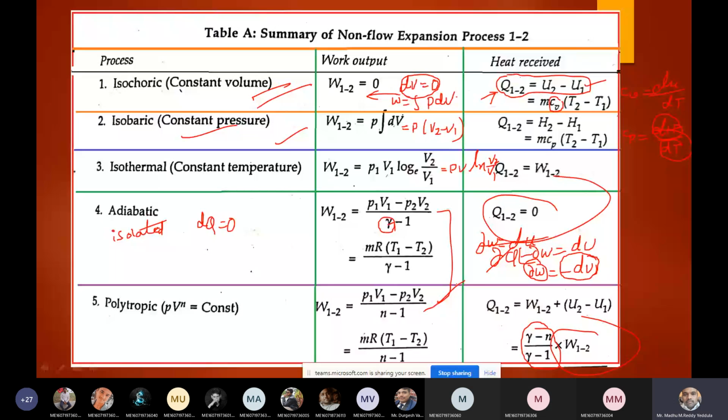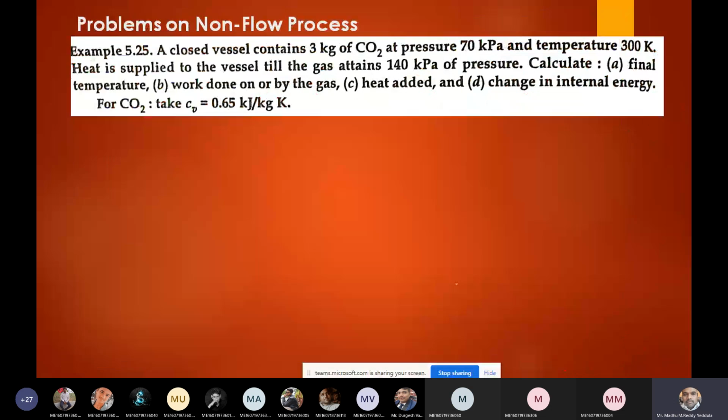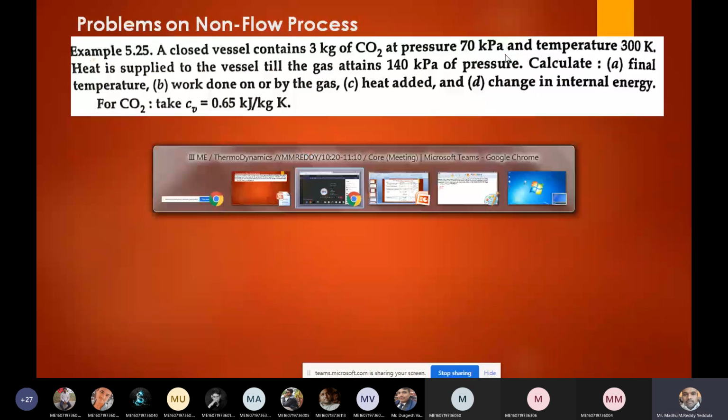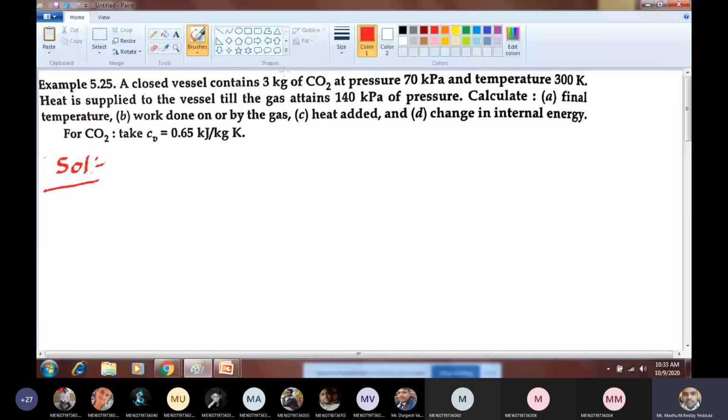Right. Now let us take a problem. Let me copy the problem to the pane. A closed vessel contains 3 kg of carbon dioxide. Let us see what is given. Mass is equal to 3 kg and pressure is equal to 70 kilopascal. Is what I am writing on the pane visible? Yes, sir.